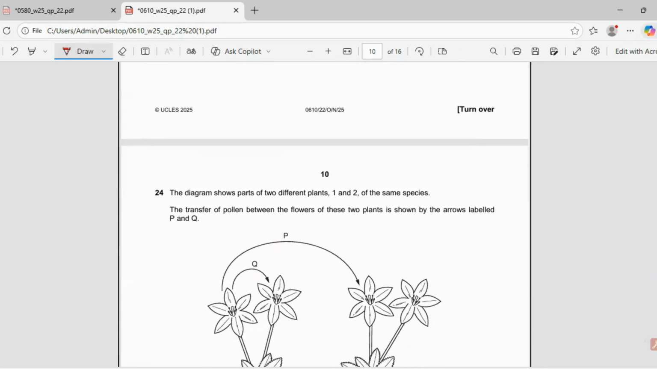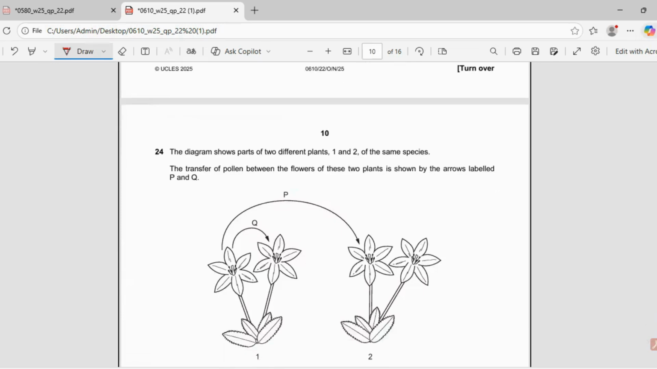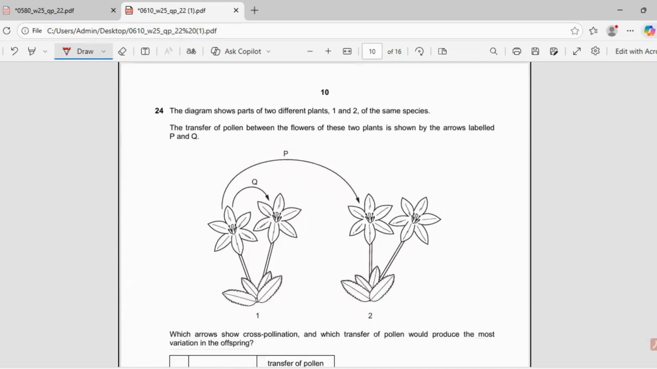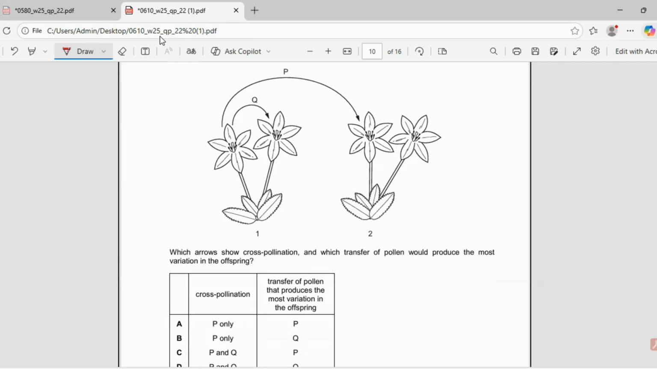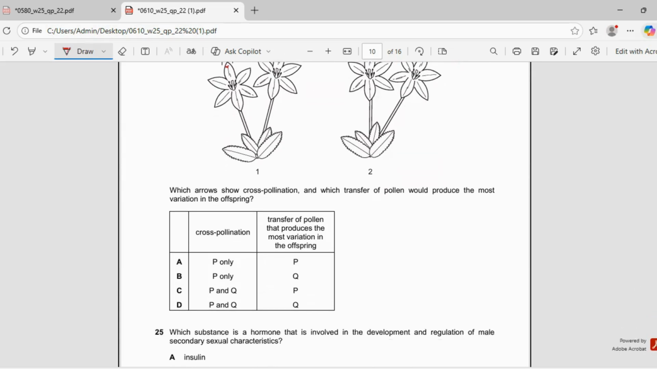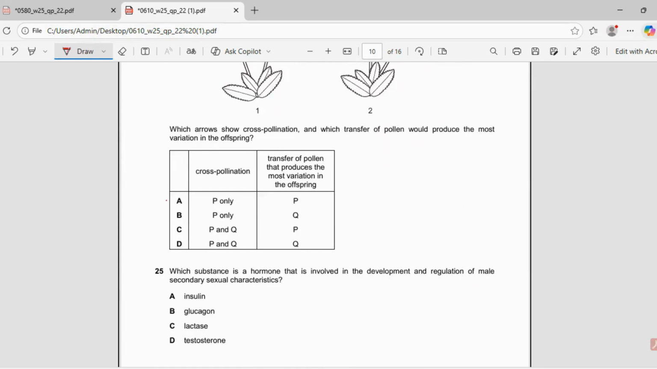Next question 24. The diagram shows parts of 2 different plants, 1 and 2, and you need to tell which arrows show cross-pollination. So you know that cross-pollination is the transfer of pollen grains from the anther of a flower to the stigma of another flower on another plant. So this is another flower, and the plant is different. So cross-pollination, as you can see, is shown only by P. The answer is going to be A.